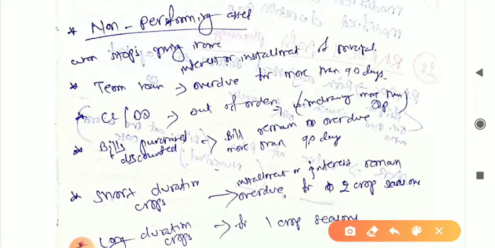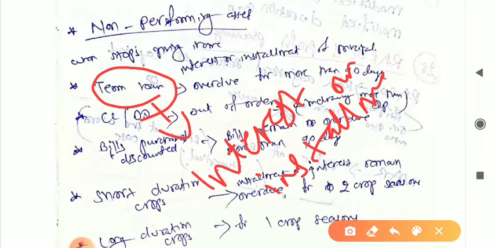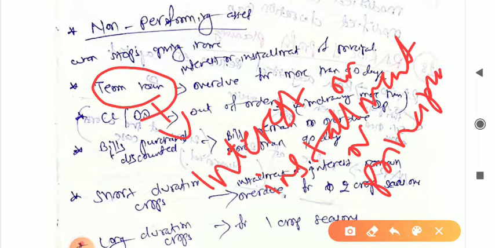In case of a term loan, when the term loan is becoming NPA, we can say interest or installment or principal is overdue for more than 90 days. Remember this, right?